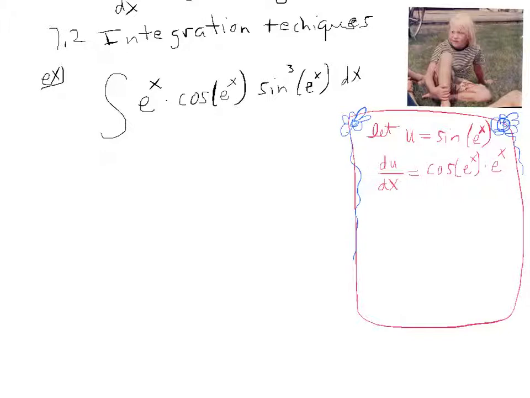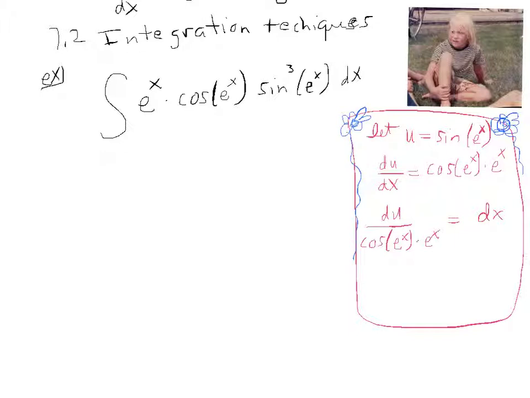I'm letting u be something, and then I'm going to solve this equation right here for dx. So I'm going to do a quick swap. You can see this is almost over 1, so I'm just going to swap those two positions, a little algebra move. And I'm going to say that du over cosine of e to the x times e to the x will equal dx. Just a little simple algebra there.